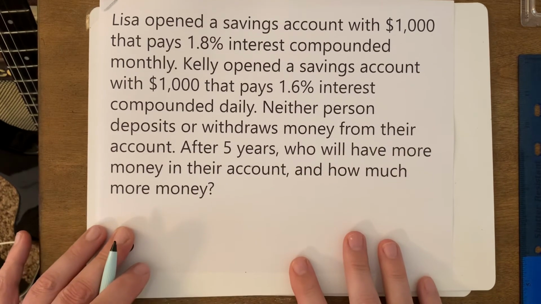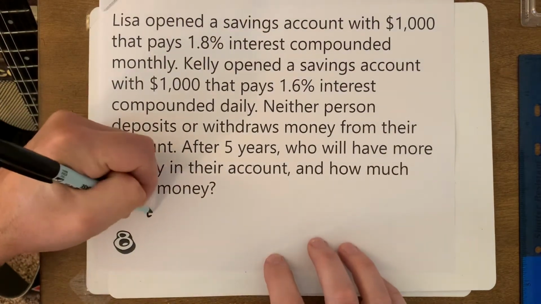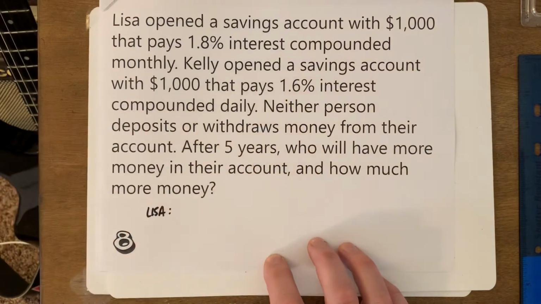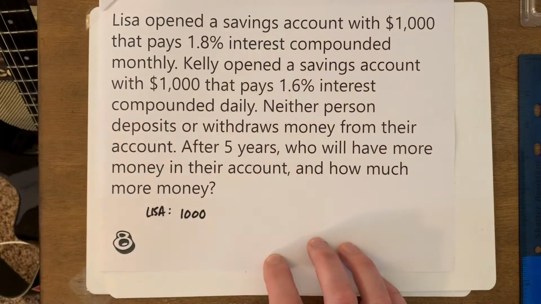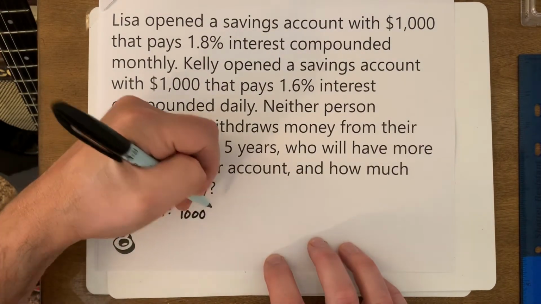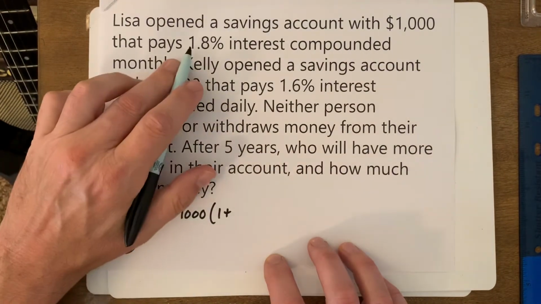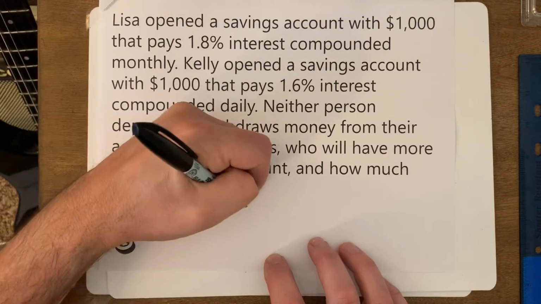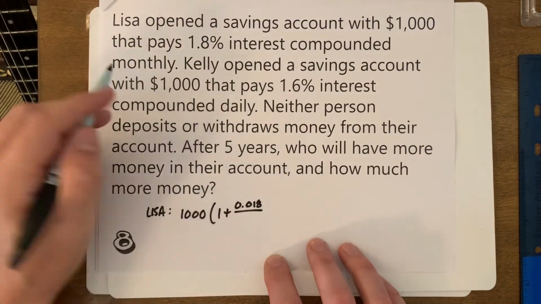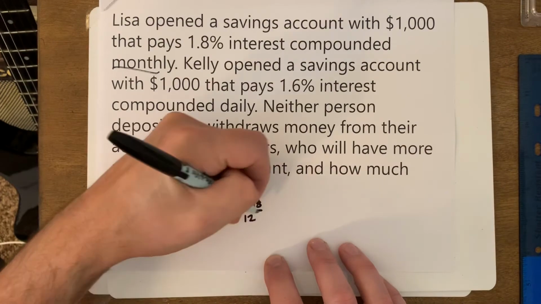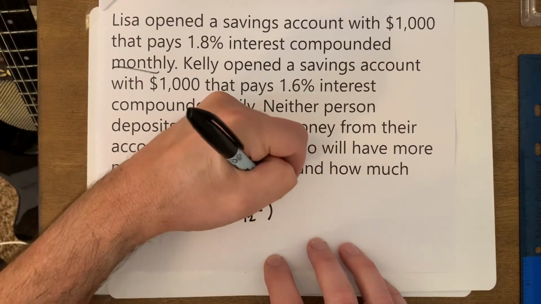All right, so let's move that up a little bit. Okay, so here we go. We got Lisa. Let's calculate Lisa. We got 1,000. I got to write kind of small now. We do have compound interest, so 1 plus her rate, 0.018, and it's compounded monthly, so 12. And it says after 5 years, so now I need 5 times 12.